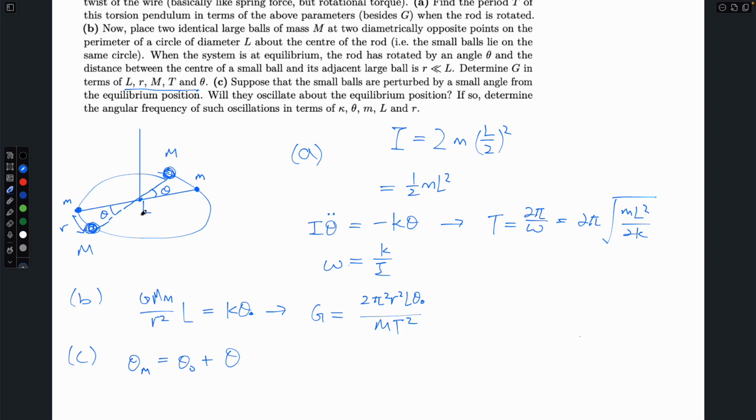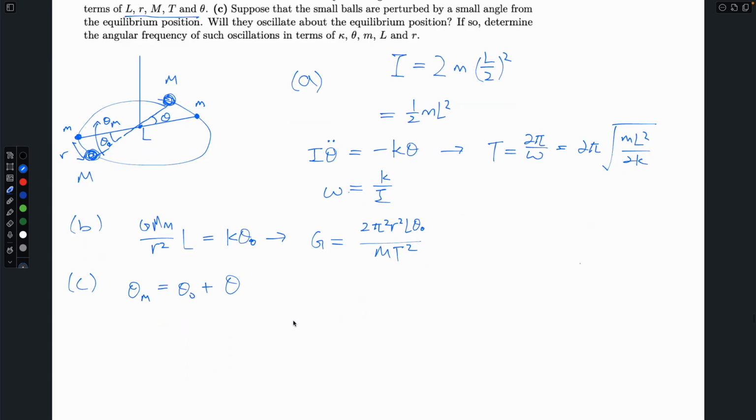Okay, so the balls will oscillate about the equilibrium position. I'll call this full angle theta m. Then theta m is equal to the equilibrium angle plus any extra displacement. Yeah, correct. Sorry, I should have defined it clearer. In part B, the theta is theta naught. This is the equilibrium angle, so when there is no displacement, this is the balance condition. And then I can displace it by a little bit. I'll call this theta, the extra displacement. So theta m is equal to theta naught plus theta.